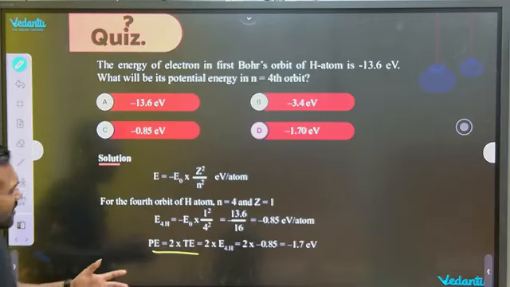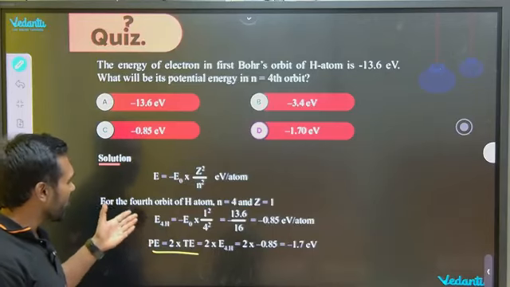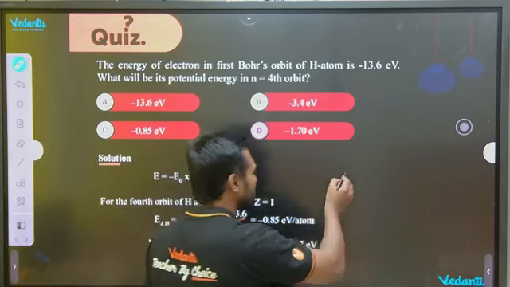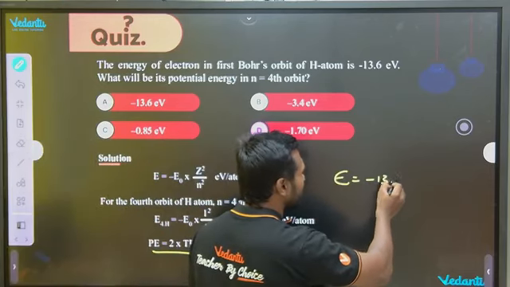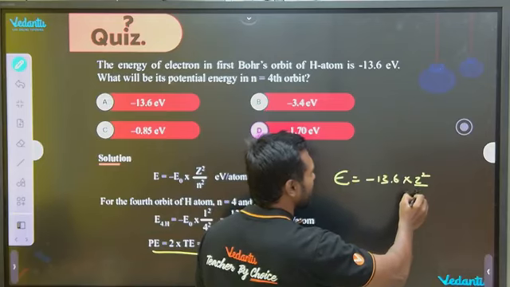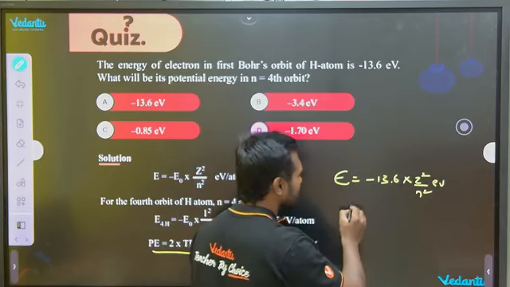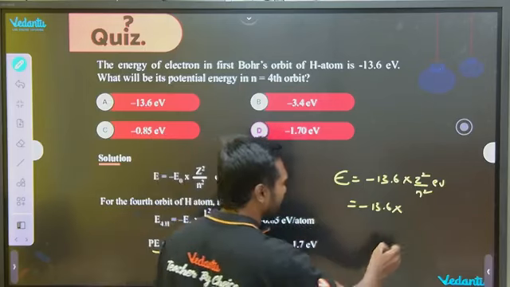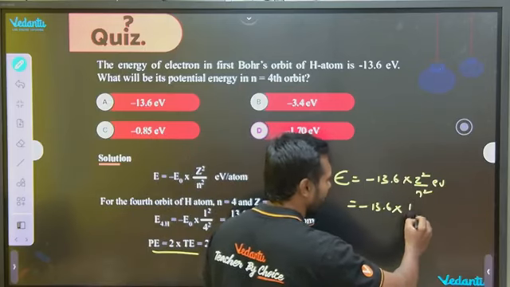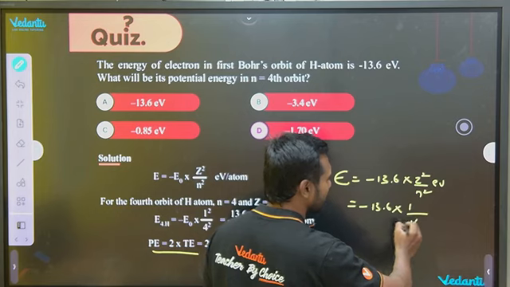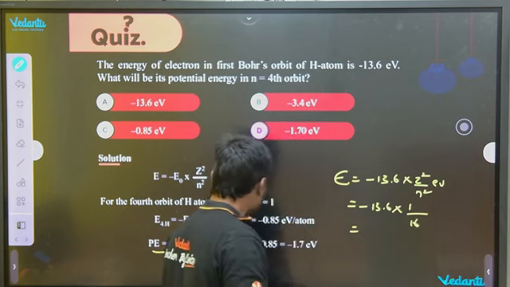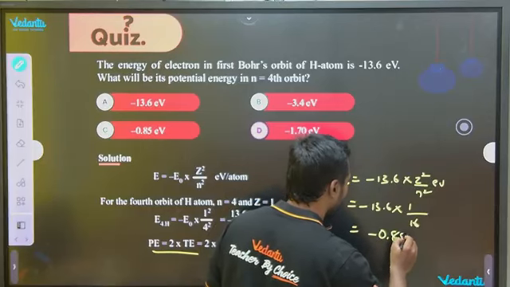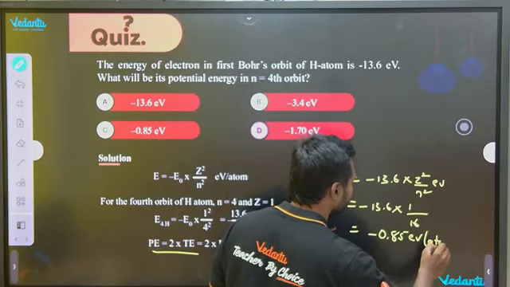So by using this formula, you first find the fourth orbit energy. The formula here, E is equal to minus 13.6 into Z square by N square electron volt per atom. They mentioned it is hydrogen atom, so it is only 1 square, means 1 only, and this is 4 square, that is 16. So if you solve this one, you are going to get minus 0.85 electron volt per atom.